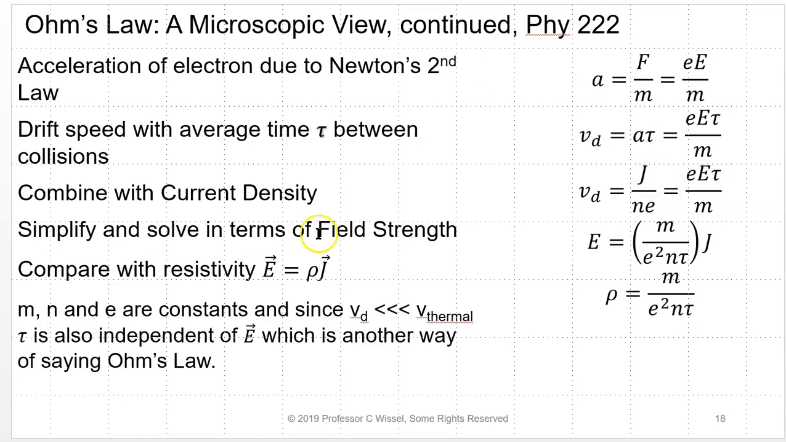Simplify and solve in terms of field strength. E, which is the electric field strength, is m divided by e squared n tau times J. Compare this with the resistivity. E equals rho J, and we find out that rho equals m over e squared n tau. m, n, and e are constants. And since v_d is very much less than the thermal speed, tau is also independent of the electric field, which is another way of stating Ohm's law.